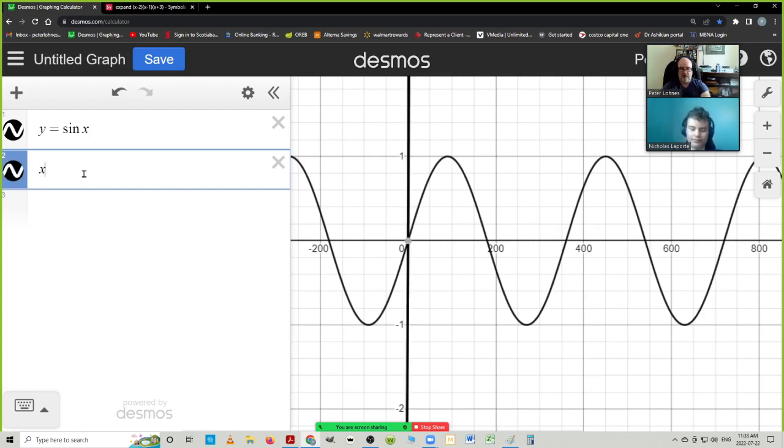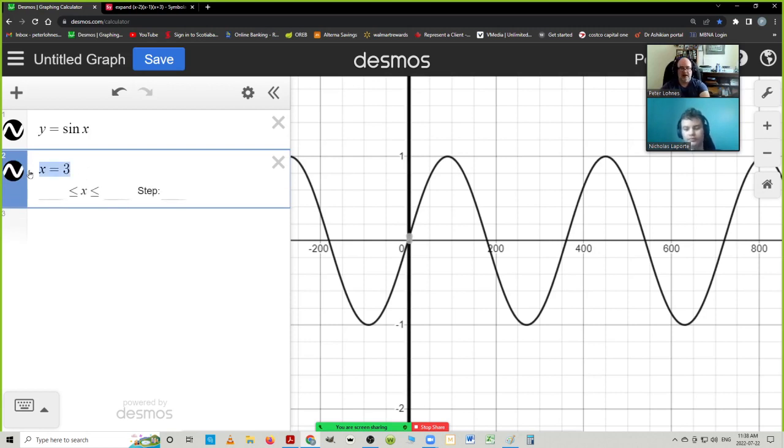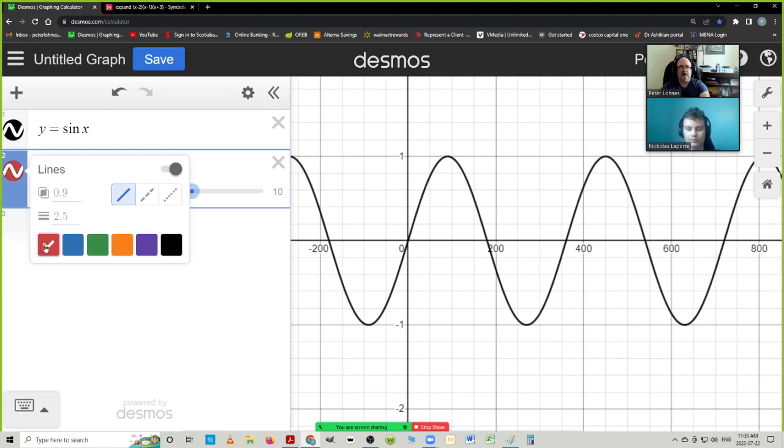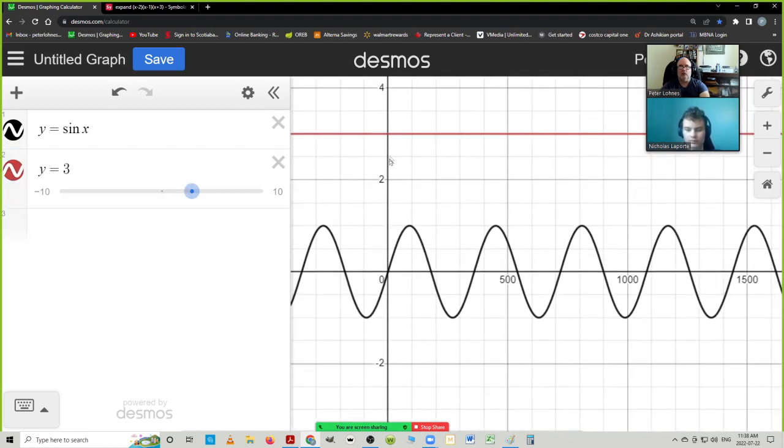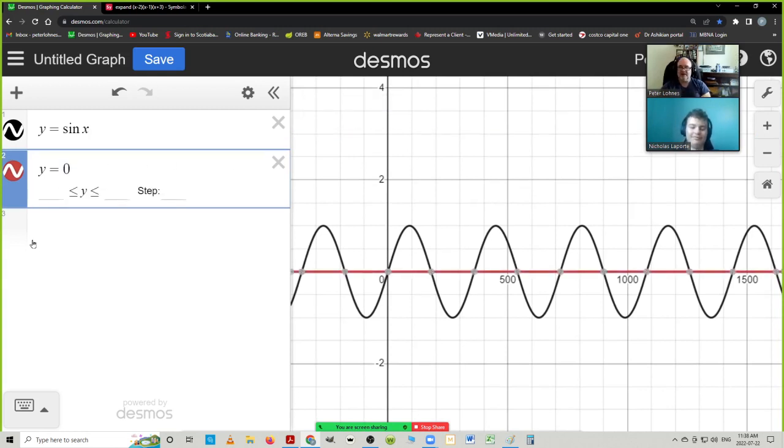So what happens if I do x is equal to 3? Or sorry, y is equal to 3. What is that? Let's draw a red line. y equals 0, yeah, there you go. The horizontal x-axis is the formula y is equal to 0. So that's the axis, right?